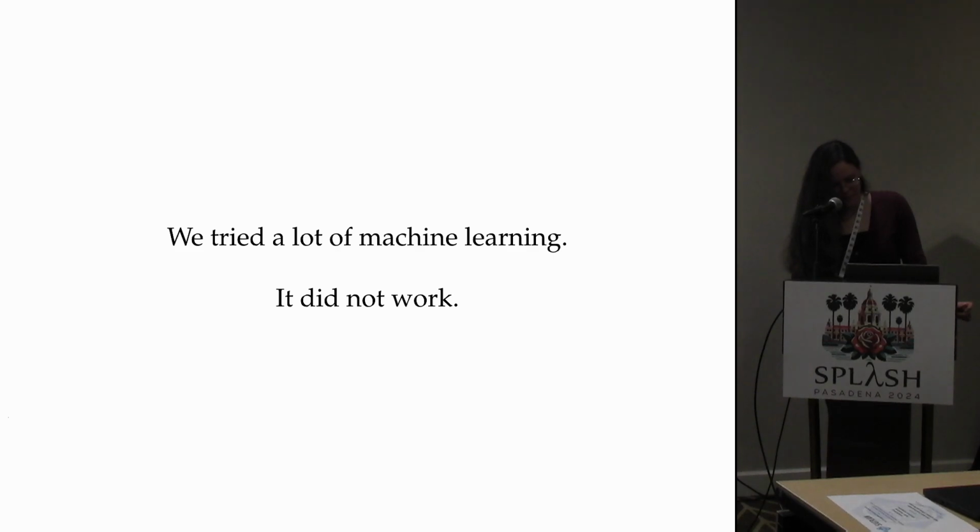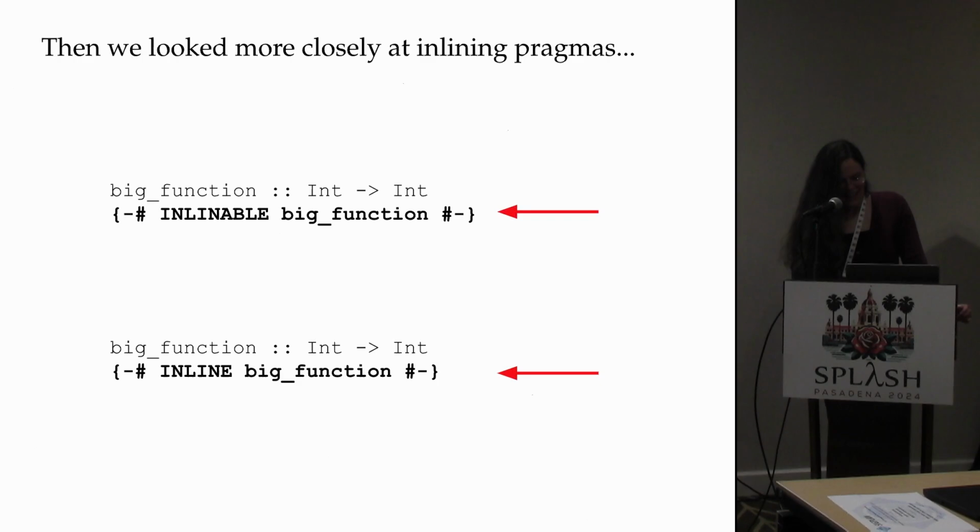Okay, so at this point, it's like we tried a lot of machine learning, right? And it did not work. Okay, let's try one more thing. We looked really closely at the source code, specifically at instances where inlining pragmas gave us a really big performance improvement, right? Because there's got to be some information there that we're just not seeing.